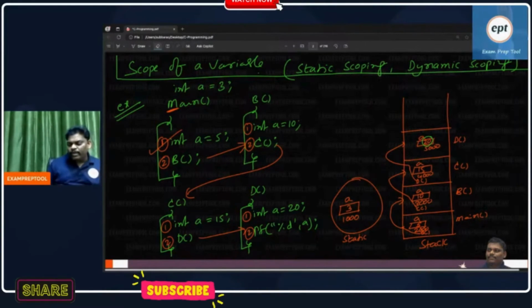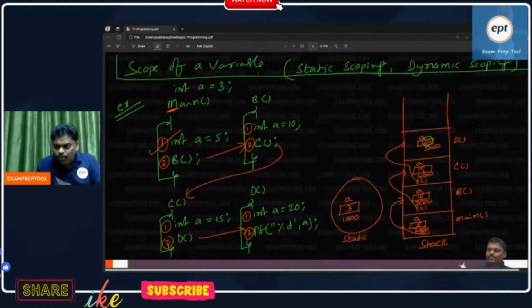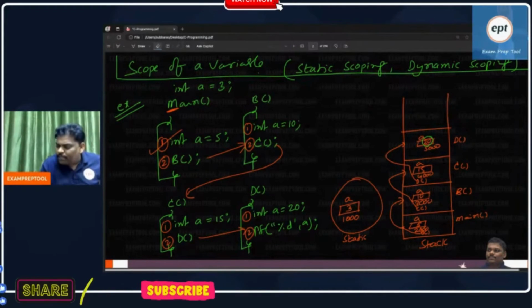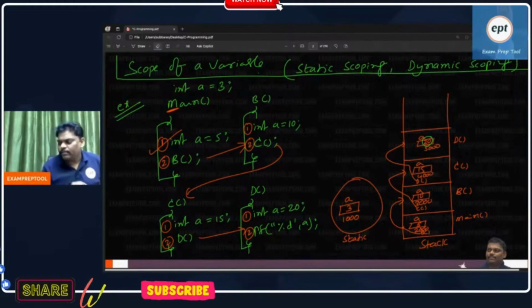Everyone absolutely fine? See this one. The output of this program is going to be print A. When I say print A, the top of the stack will be checked. Whenever you say print A, the top of the stack will be checked. Anywhere A is there, it will print it.